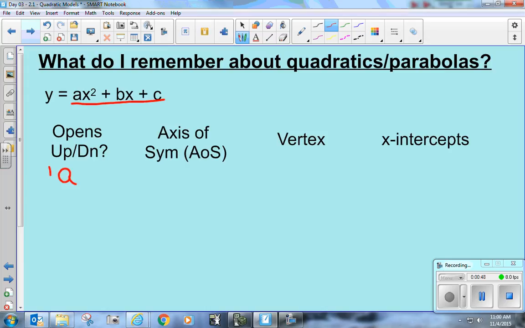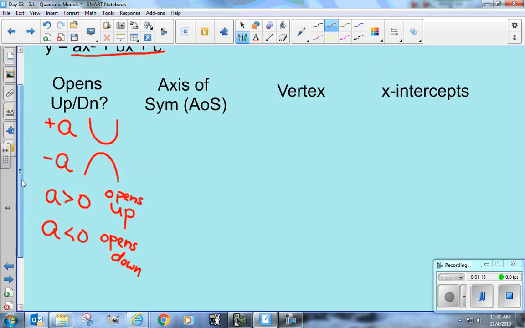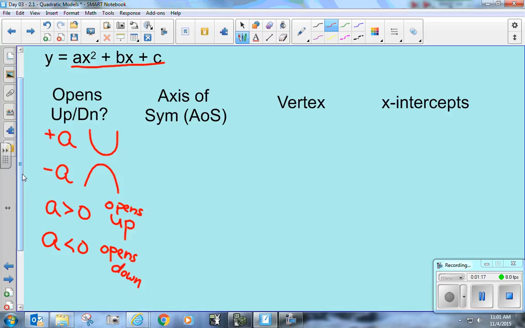If A is positive, it's a smiley face. If A is negative, it's the frowny face. And if you want to get fancy in math terms, we can just say if A is greater than 0, then it opens up. If A is less than 0, then it opens down. Okay? However you want to write it, there you go. But we always look at that first term, which is the A.